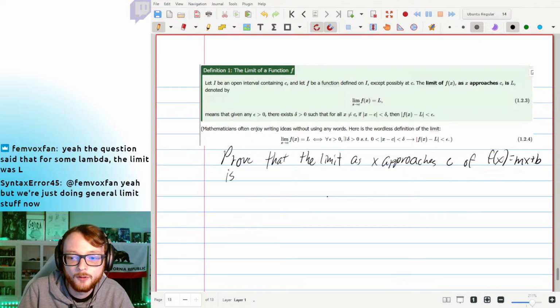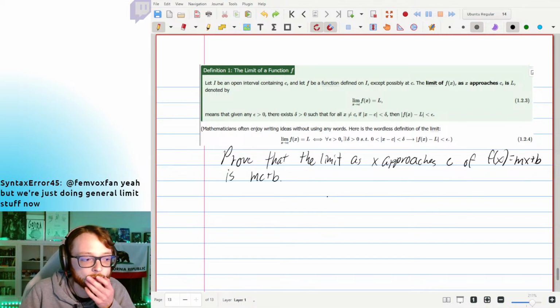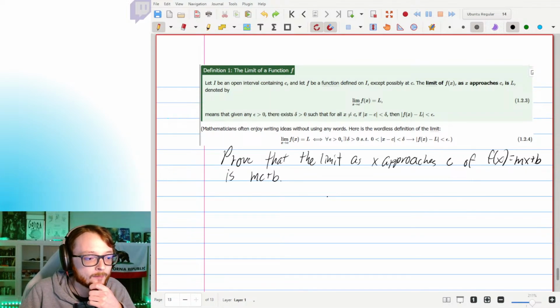is mc plus b. Basically, we're proving that for any linear function, the limit is going to be just the result of plugging in your limit for x. And in theory, you would do proofs like this for every type of function you want to take the limit of. It also proves that a line is continuous, yeah.